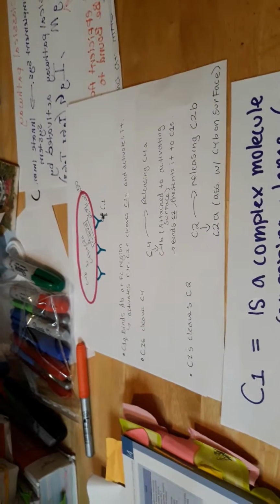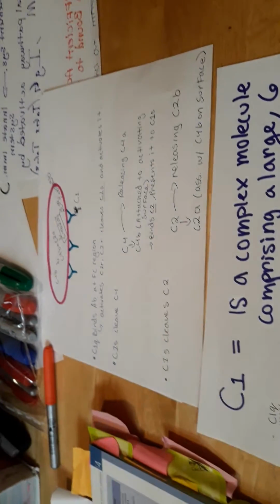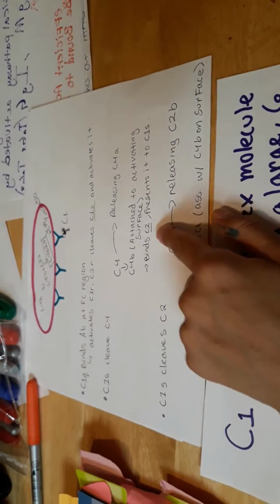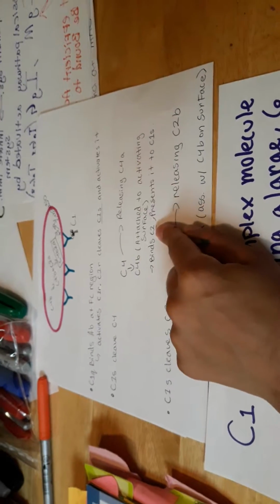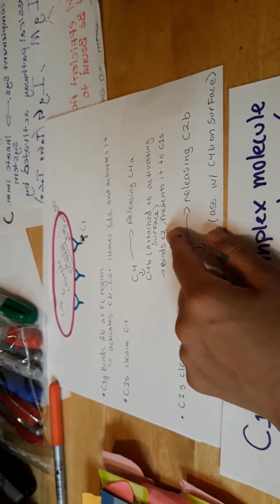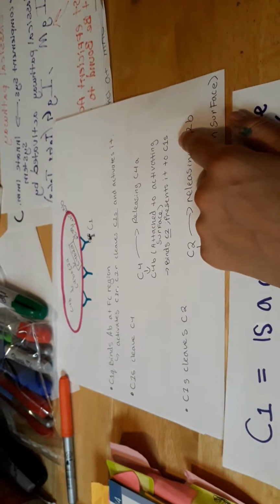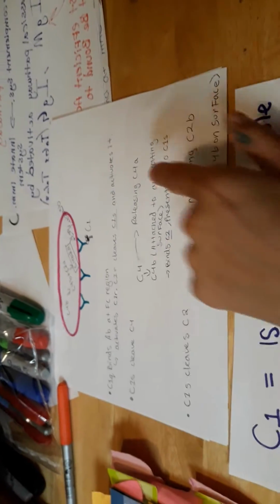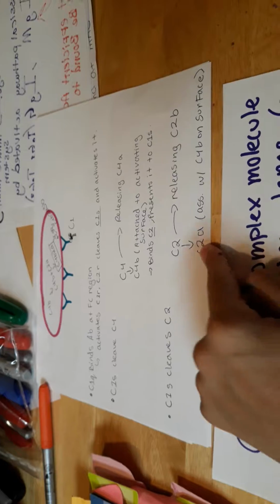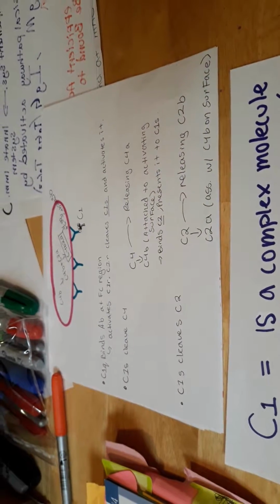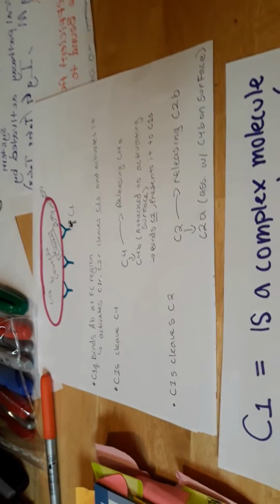C4b will now grab C2, all right? Where does it grab C2 from? The serum, all right? It grabs the complement protein C2, okay? Then it's going to present that C2 to C1s, okay? C1s will then cleave C2, okay? It's going to release C2b, all right? And C2a will actually now stay behind and hang out on top of the pathogen, okay?